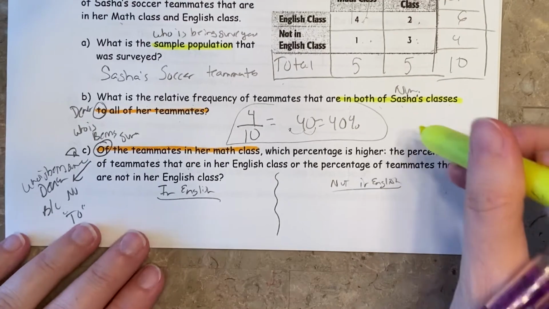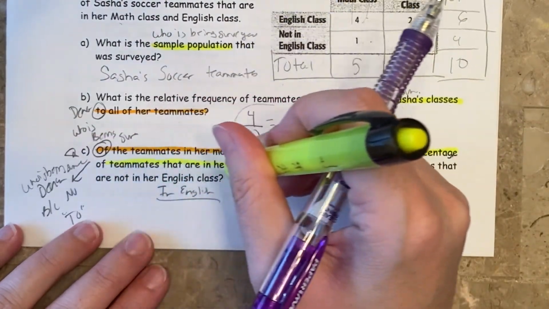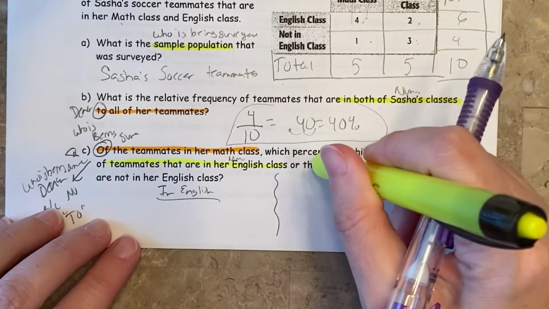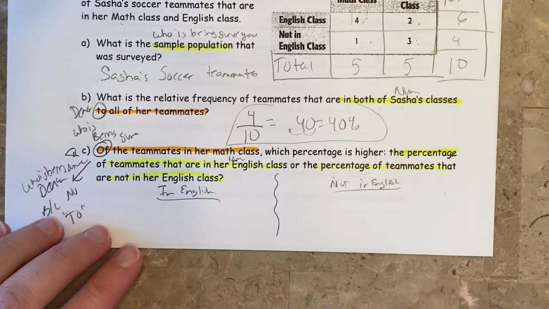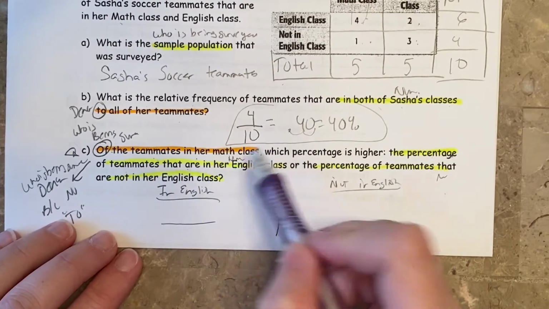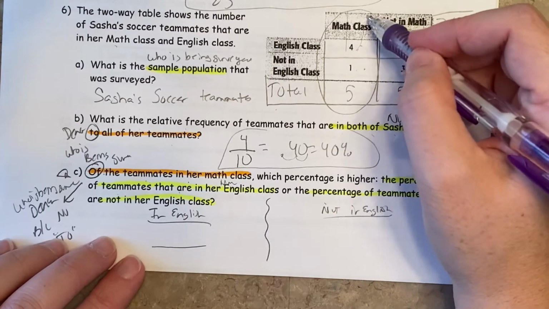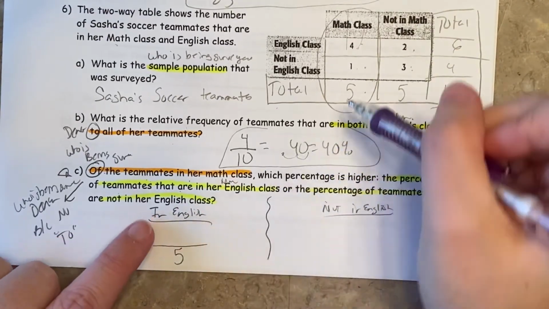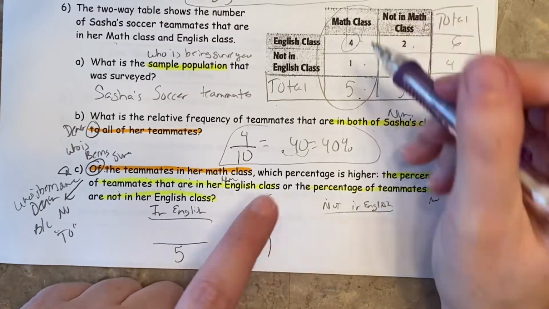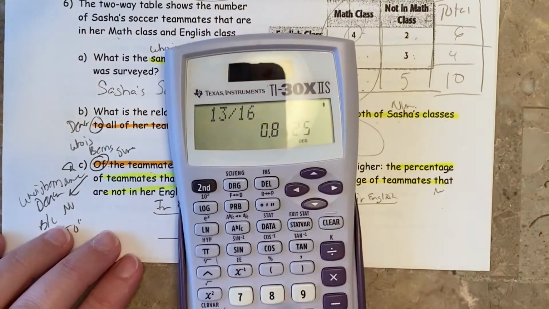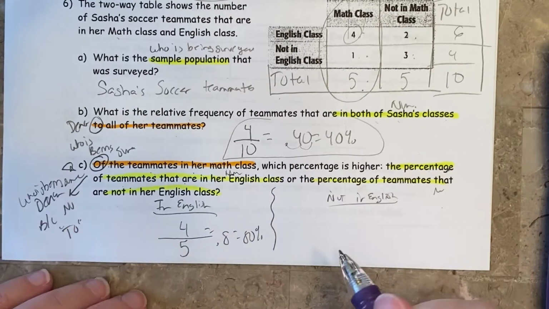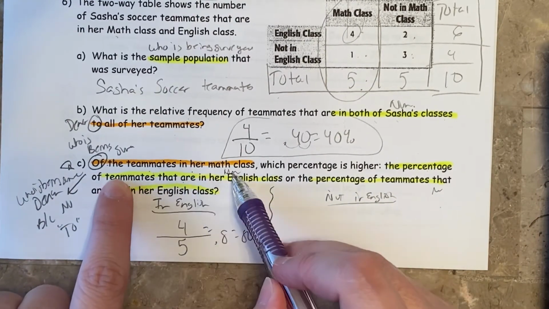So in her math class, first one, the percentage of teammates that are in her English class. That's our first numerator. And then again, this is our second numerator: not in her English class. Okay, of the teammates in her math class. So we're only talking about the people that are in the math class. And there's only 5 of them. Okay, how many of those 5 were also in her English class? So also in her English class was 4. So 4 out of 5 is 0.8 or 80%.